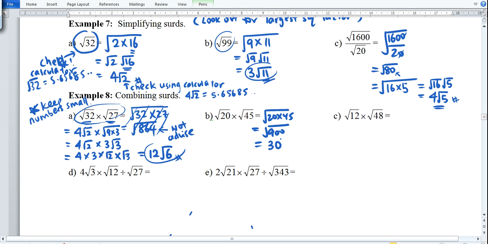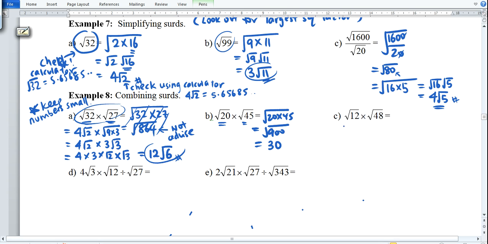But you never know. In part A, the answer is not exact. In this case, because it's exact, we can multiply. This is the fastest way. But if it's not exact and if you're not sure, it's still good to keep your surds small all the time for convenience. Now, the next question: square root 12 times square root 48.